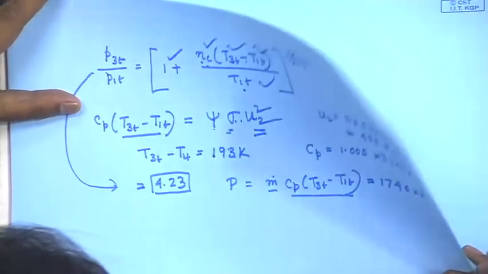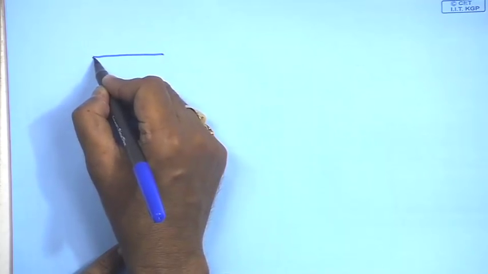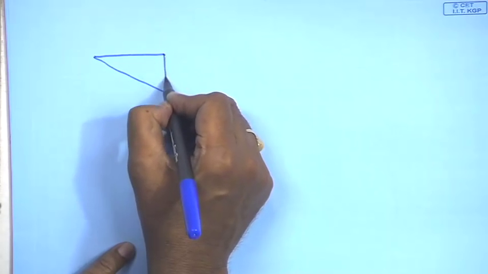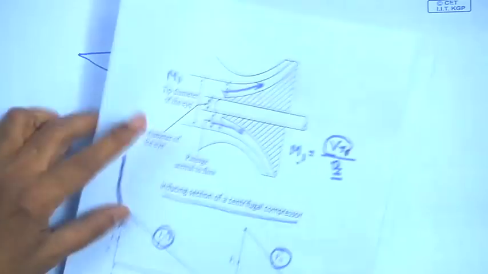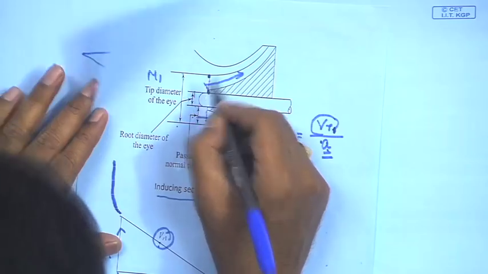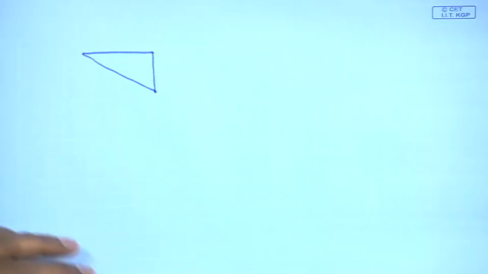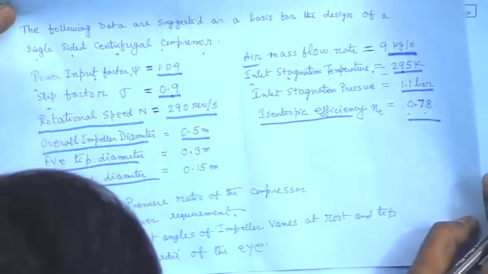Now, the second part is the inlet angles of impeller vanes at root and tip. If you want to find out the impeller angles at root and tip, let us find them at any representative section; it may be root, it may be tip. Here, the axial flow velocity is constant, the normal flow velocity is constant, it is given there. We will assume that.